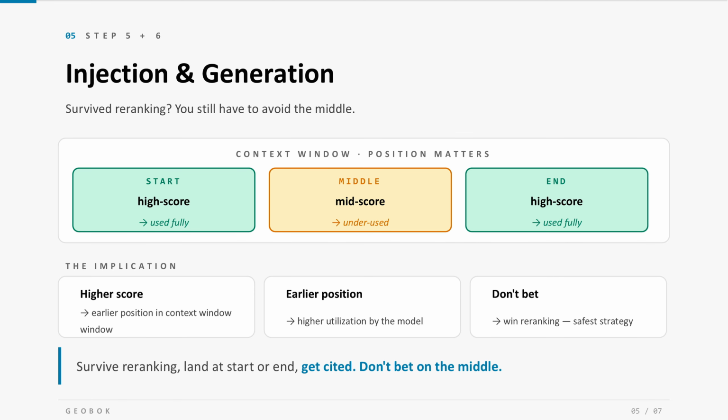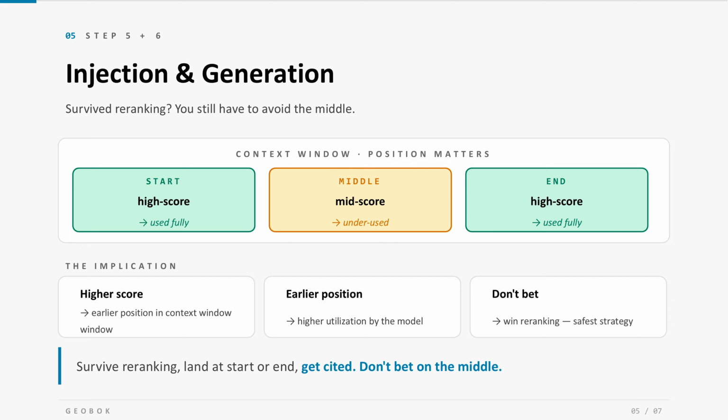After re-ranking, the top K chunks get injected into the model's context window as reference material. Here's where lost in the middle returns. In many systems, higher scoring chunks get placed earlier in the context window, and earlier positions get utilized more effectively by the model. So even if your chunk squeezed through re-ranking, it might land mid-context and get underused. Newer models are mitigating this, but don't bet on it.